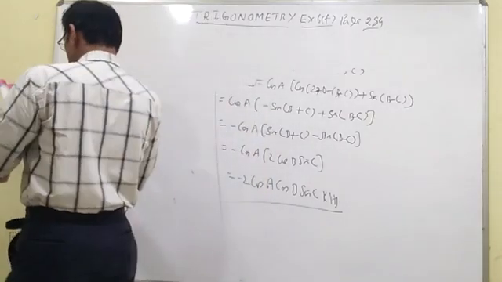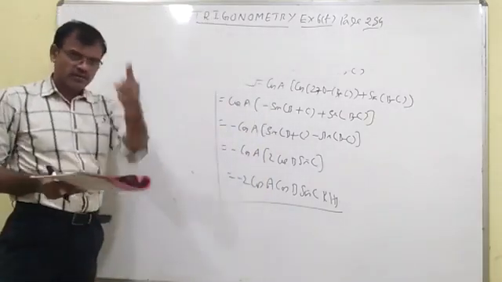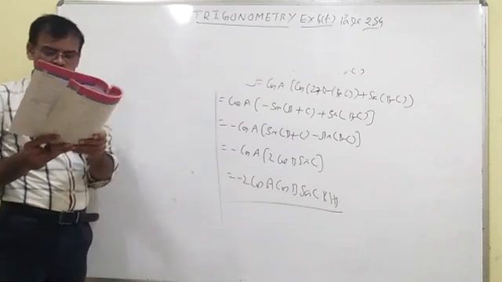Sin 2A plus sin 2B minus sin 2C. Students, try it. Sin 2A plus sin 2B minus sin 2C.